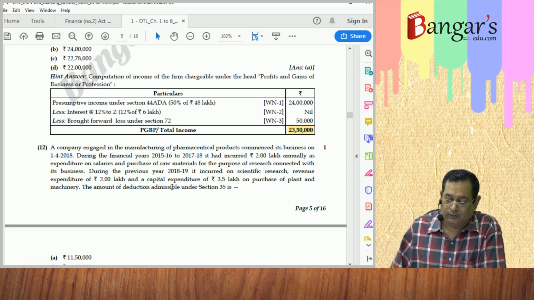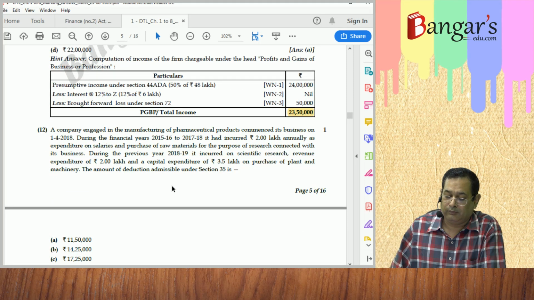Then next, a company engaged in manufacturing pharmaceutical products commences business on 1/4/18. A pharmaceutical products company assessee will be entitled to deduction under section 35(2AB) in case of scientific research. 2 lakh annually has been incurred on salaries and purchase of materials used for scientific research. The same will be allowed under 35(1)(i), whatever expenditure has been incurred prior to the commencement of the business. It's 15/16, 16/17, and 17/18.